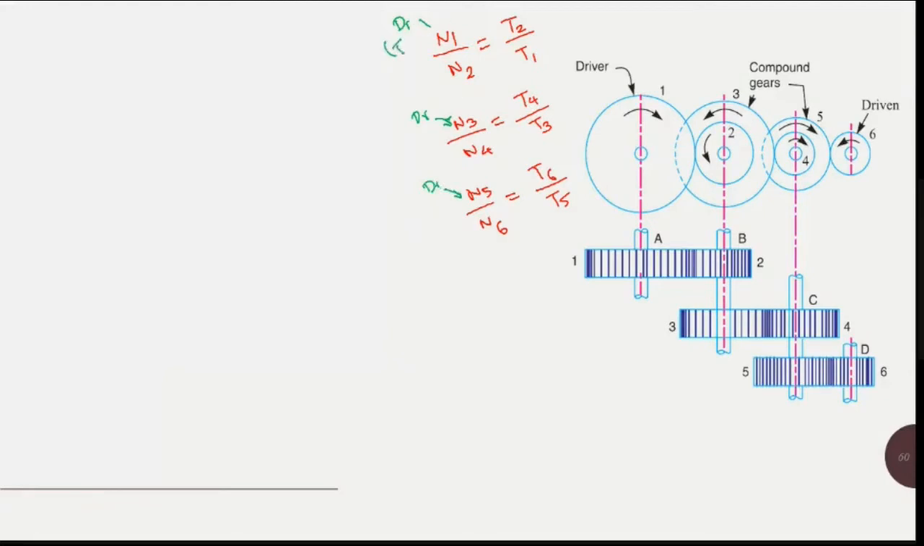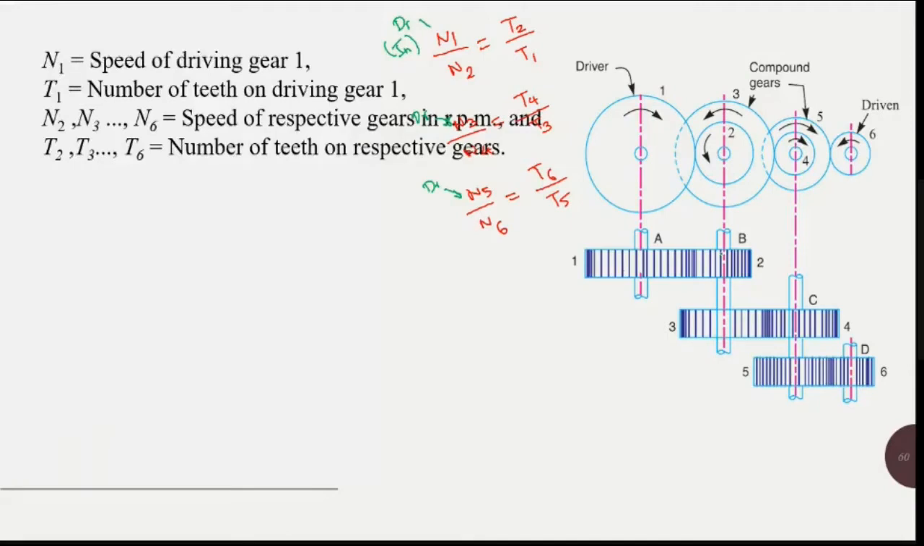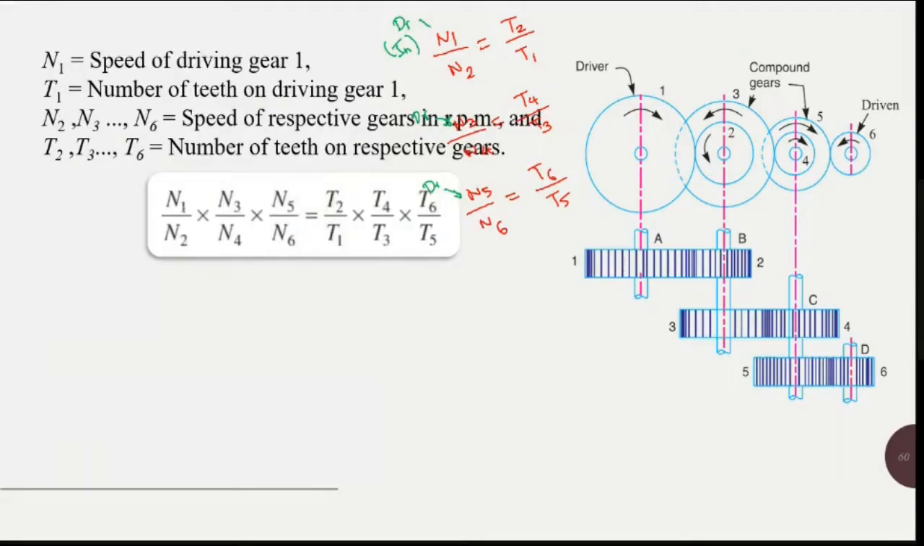Otherwise, I can say it is the input. Your output is in the denominator. So we arrange it like driver divided by driven. When you connect all these things, I'll get an equation like this: N1 by N2 into N3 by N4 into N5 by N6 is equal to T2 by T1 into T4 by T3 into T6 by T5. Just multiplying these things. Can you get this?